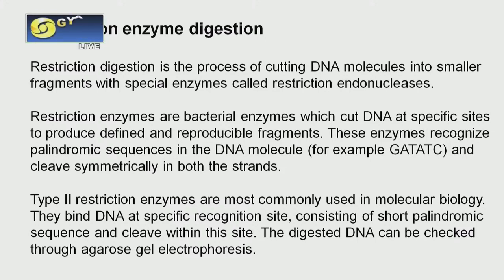Once you cut the DNA with restriction endonucleases, you need to observe whether you have properly cut the DNA or not, and for that you have agarose gel electrophoresis. So what will we learn in this experiment? Number one, we will learn how to cut the DNA using a particular enzyme, and secondly, how to visualize whether the DNA has been properly cut through agarose gel electrophoresis.